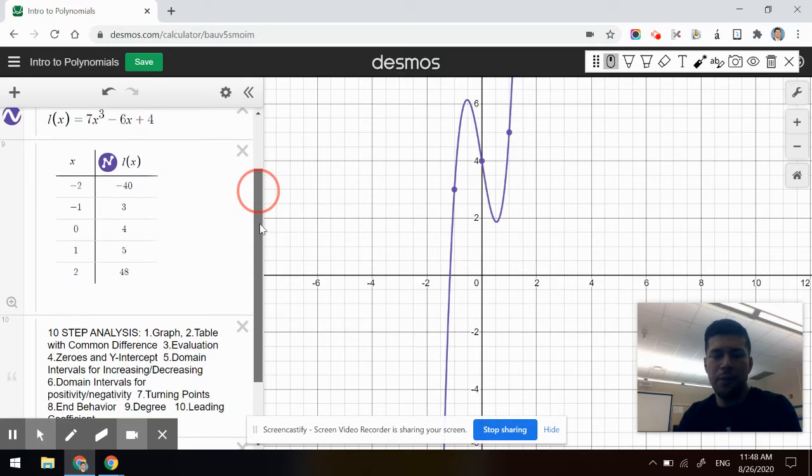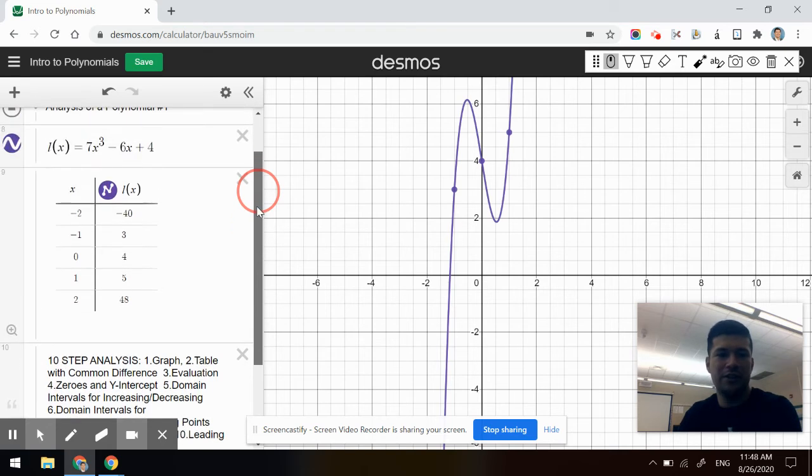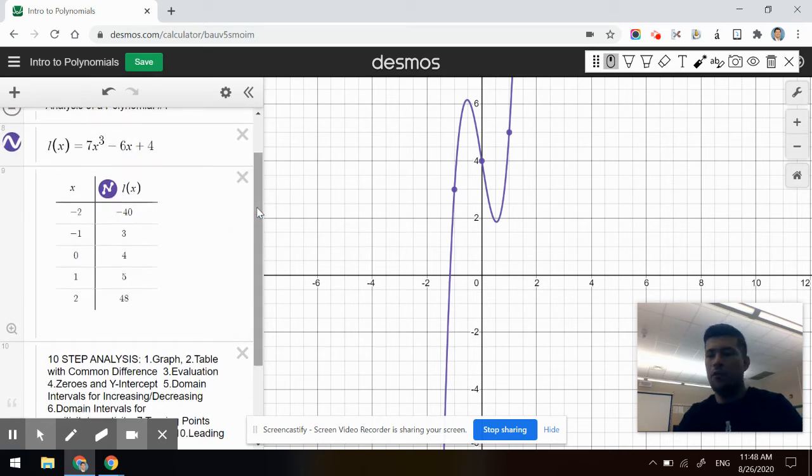To be consistent with your previous math classes, this is going to be a 10-step analysis, and it's going to be a very wholesome review of what's important for a function. So we'll start off with the graph. Step number one, always graph it.